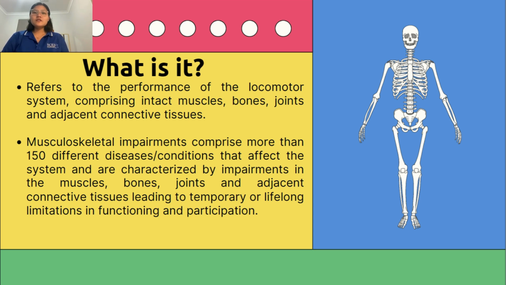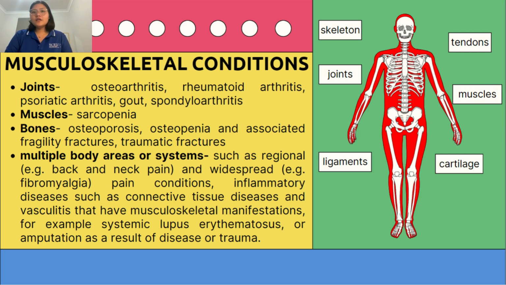So a musculoskeletal disorder refers to the performance of the locomotor system compromising intact muscles, bones, joints, and adjacent connective tissues. Musculoskeletal impairments comprise more than 150 different diseases or conditions that affect the system and are characterized by impairments in the muscles, bones, joints, and adjacent connective tissues, leading to temporary or lifelong limitations in functioning and participation. Next, I'm going to be talking about the musculoskeletal parts and its conditions.